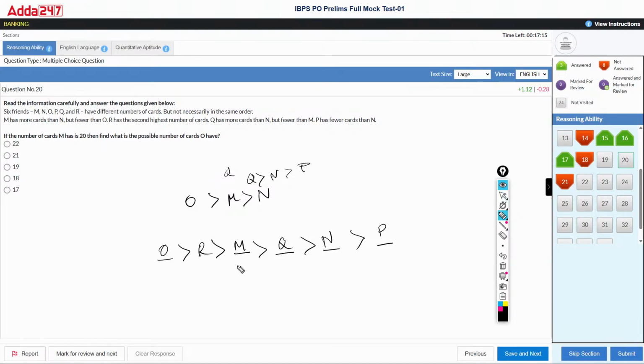If the number of cards M has is 20, then find the possible number of cards O has, more than 20, at least 2 more. So yeah. How many persons have more cards than P? 5.